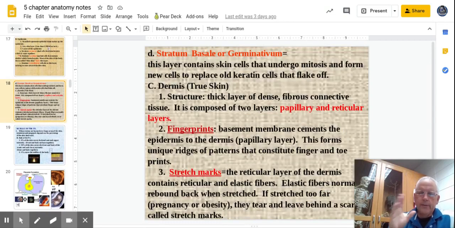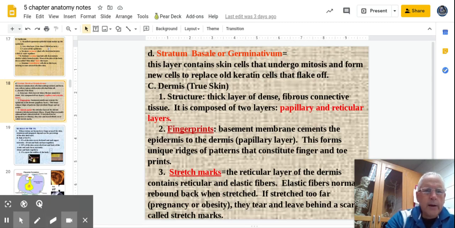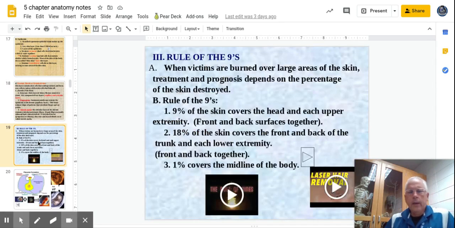All right. So that's the big thing with the dermis: stretch marks and fingerprints. That's the importance of it and how we glue those down. The last thing I'll cover, and then we'll call it good, is the rule of the nines.